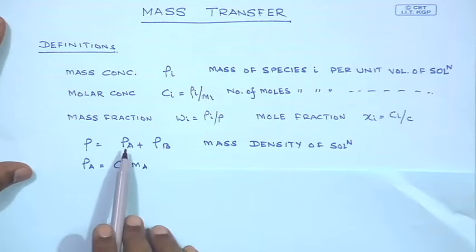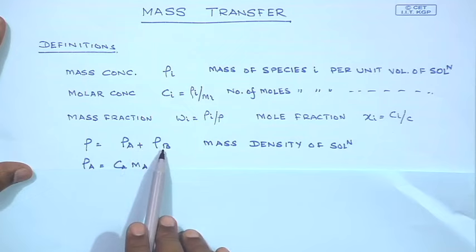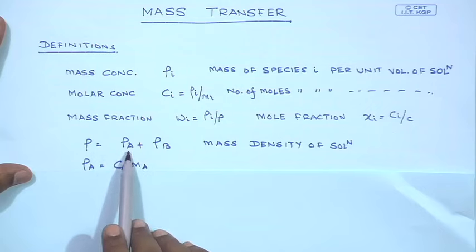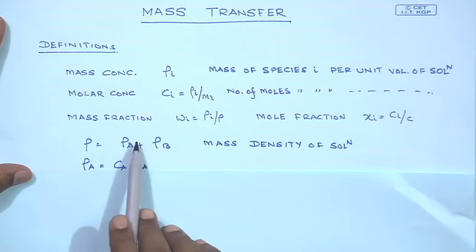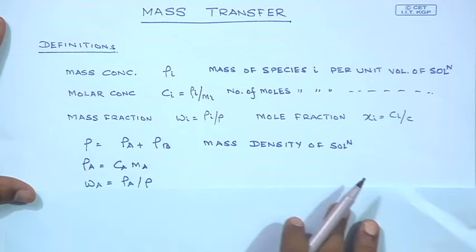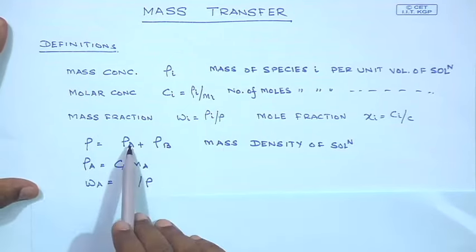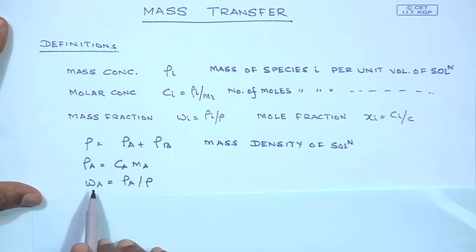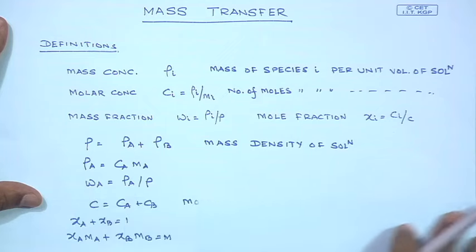And of course, if you add rho A and rho B for a binary mixture, then the mass concentration of A and mass concentration of B when added together would give you the mass density of the solution. And this rho A is simply c A times M A, and w A, which is the mass fraction, is simply going to be rho A by rho.